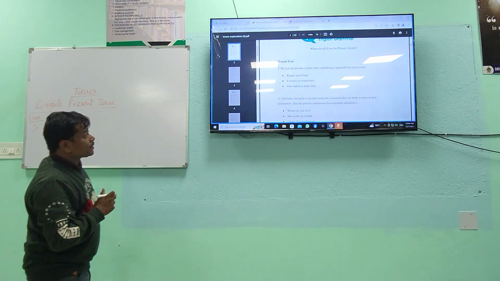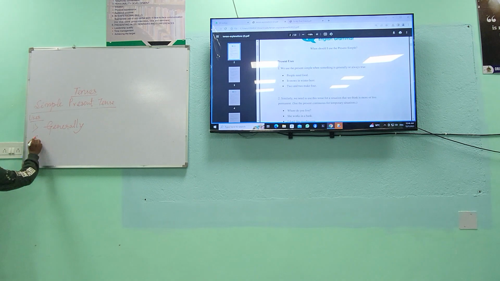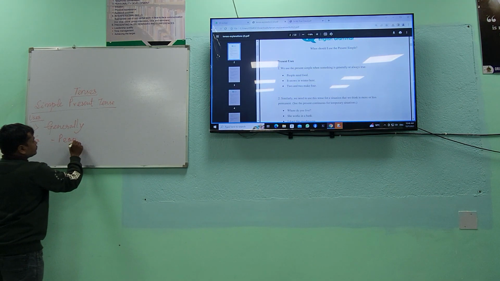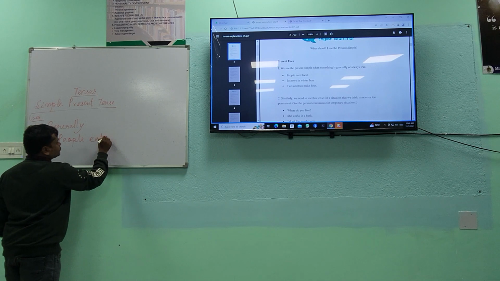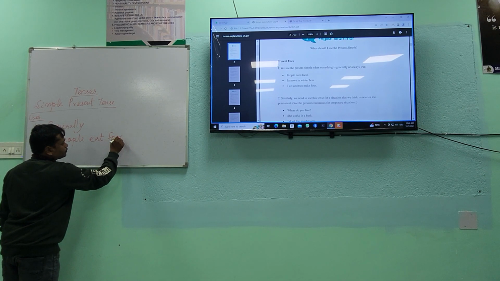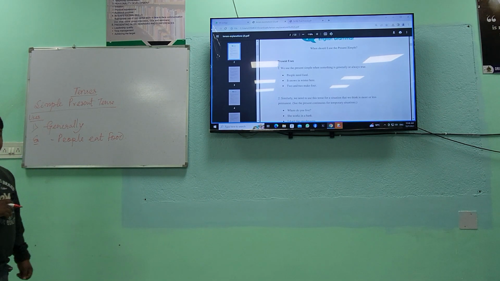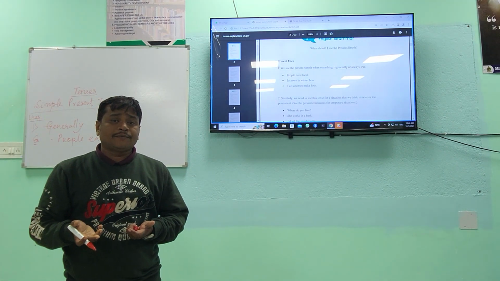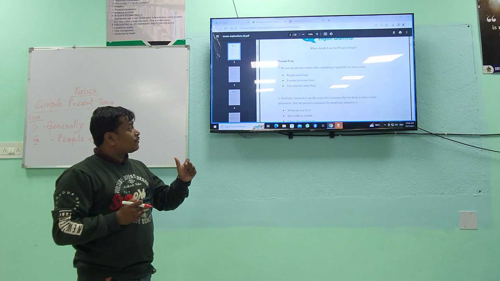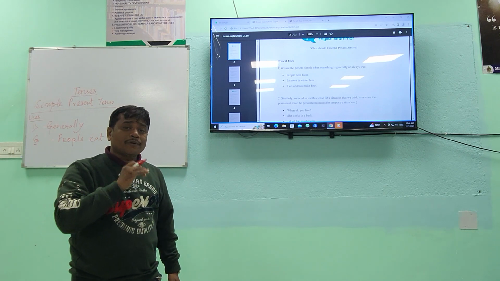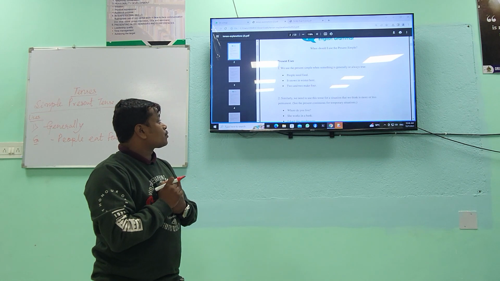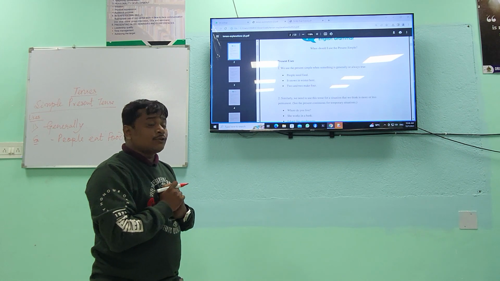Example, three examples are given. Look at that. People eat food to sustain. So it generally happens. It is always true. Without it, they cannot survive. So in the case of general use or always true, we use present simple tense. Another example is given. It snows in winter here. 2 and 2 make 4.